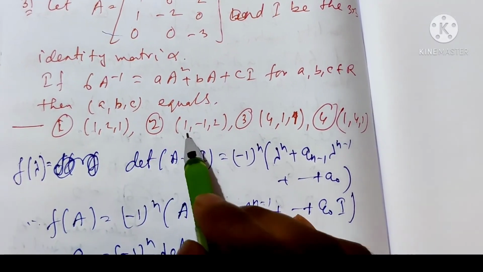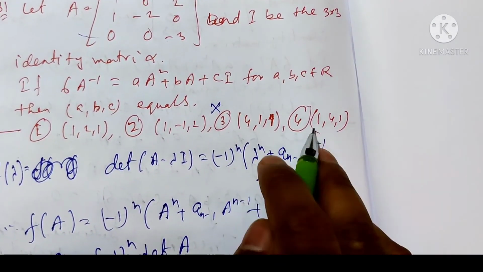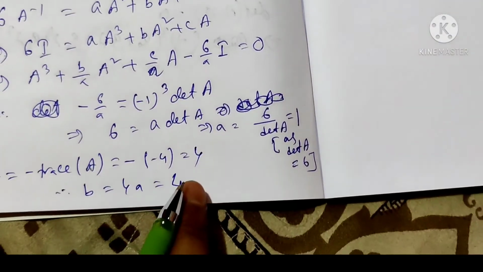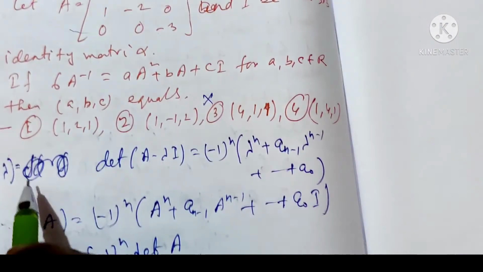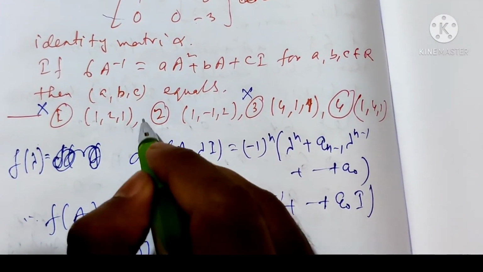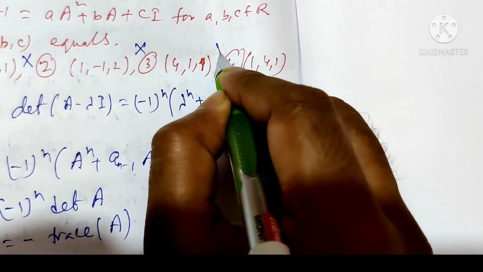Here a equals 1, so this option is false, and this one has a equals 1 but b equals 2, but b equals 4, hence option A is false, option B is false, so only option 4 is true.